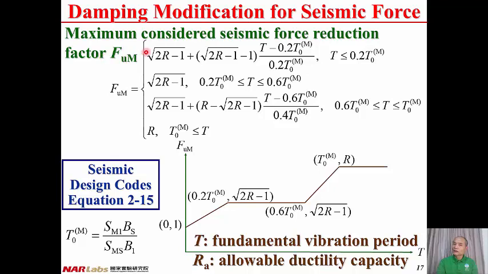Then we move to the maximum considered seismic force reduction factor, FUM. According to Seismic Design Codes Equation 2-15, the maximum considered seismic force reduction factor can be computed by two parameters. One is T, the fundamental vibration period of the building. The other is RA, the allowable ductility capacity. And with the corner period T0(M) equal to SM1 BS divided by SMS B1, the relationship can be divided into 4 segments.